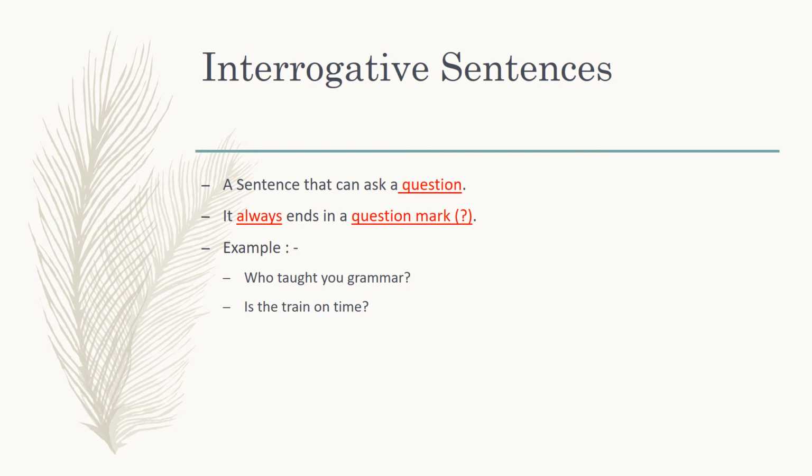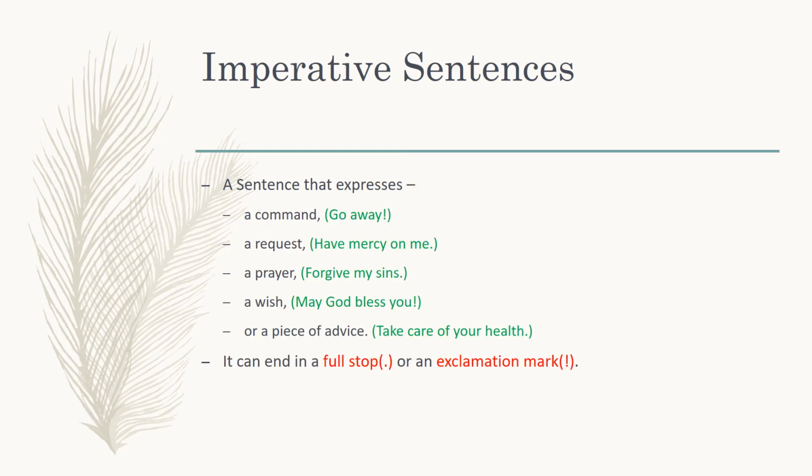So, for the example, who taught you grammar? Is the train on time? So here we can see 'is' is an auxiliary verb, and we have used that to frame a question. So from that we can understand that not only is the question word the beginning of an interrogative sentence, the auxiliary verbs can also become the beginning of the sentence. Okay, now we will move on.